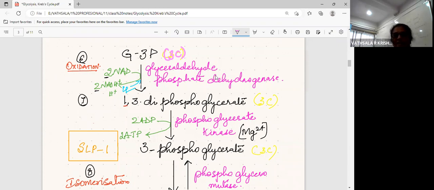Glyceraldehyde phosphate dehydrogenase. So what is removed there? Hydrogen is removed. Where is that hydrogen added? It is added to NAD to form NADH and H plus ion. And here inorganic phosphate is added. So now glyceraldehyde 3-phosphate becomes 1,3-diphosphoglyceric acid or glycerate, one and the same. So here NAD becomes NADH.